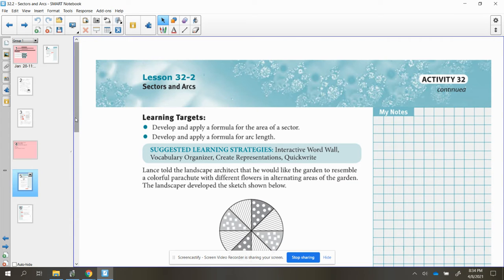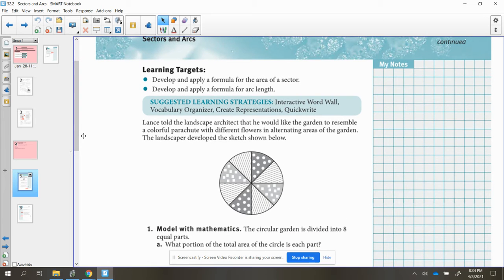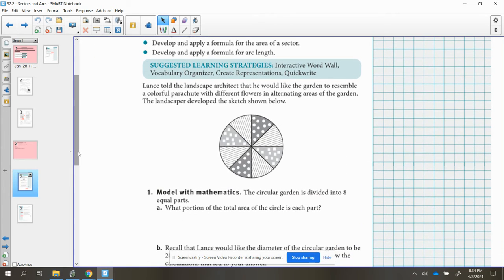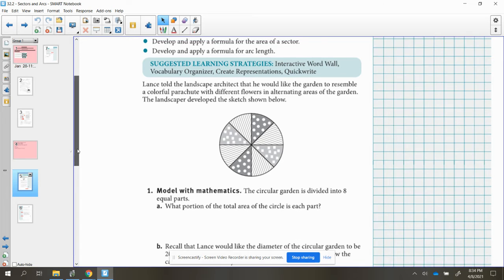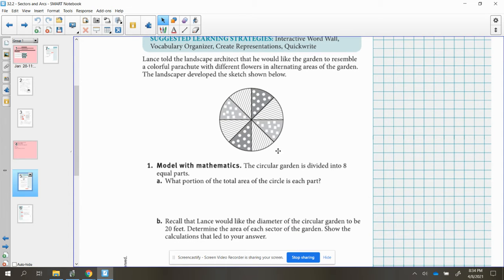Today we are going to focus on finding the area of a sector and the arc length of a sector. A reminder that a sector is a piece of the pie, or a piece of the pizza, as I like to say, and it's just basically a fraction of our circle. So if we go back to talking about this garden from the last lesson, notice this garden is being cut into 8 equal sections, and each of the sectors represents 1/8 of the entire circle.